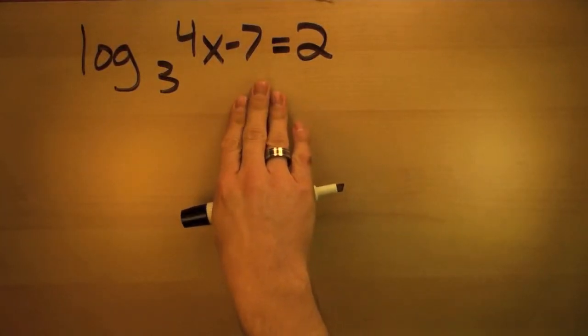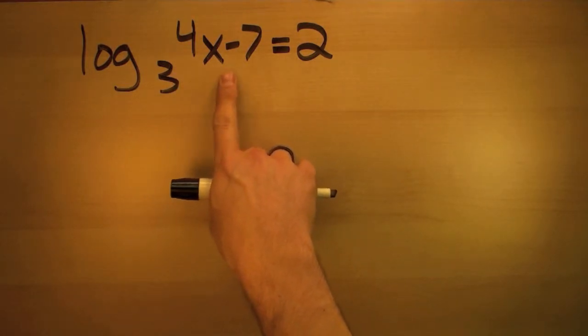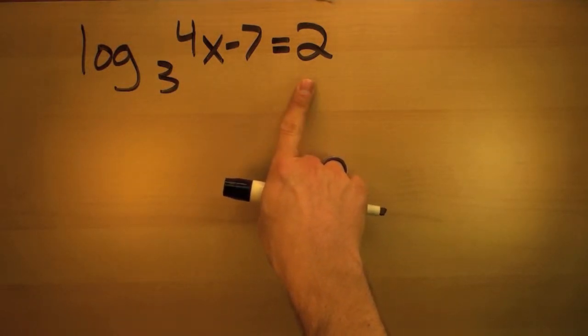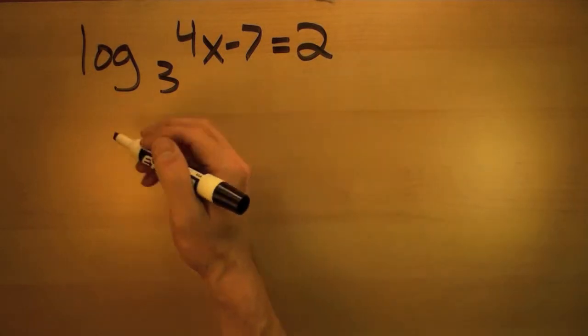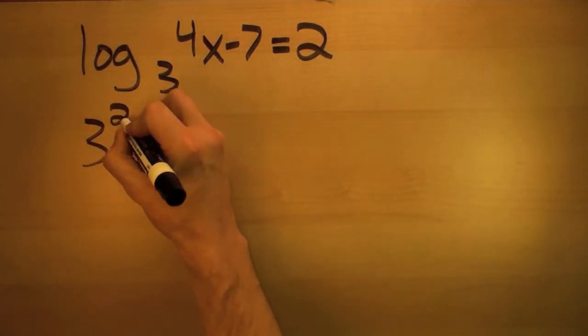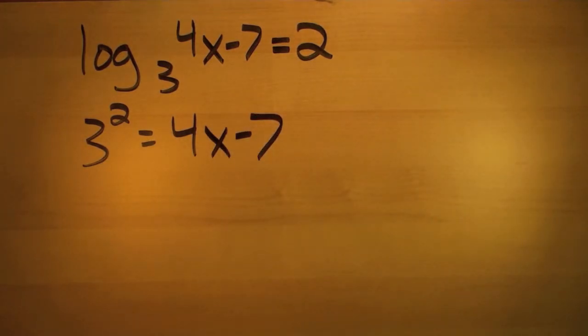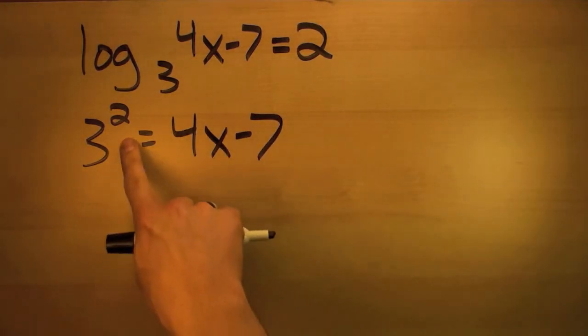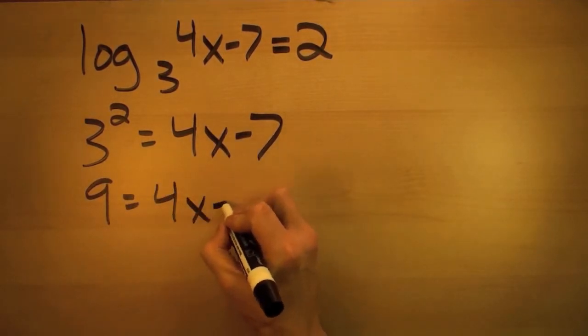Let's now look at how to solve an equation that involves a log. So in this case, we've got log base 3 of 4x minus 7 equals 2. Well, let's start off by converting this to exponential form. So base 3 to the exponent 2 would be 3 squared equals 4x minus 7. And let's simplify: 3 squared is 9, equals 4x minus 7.